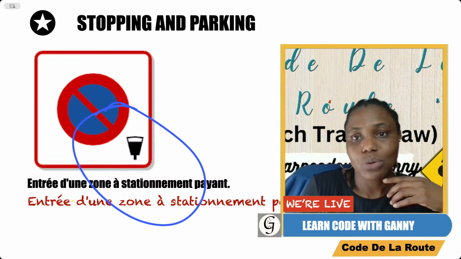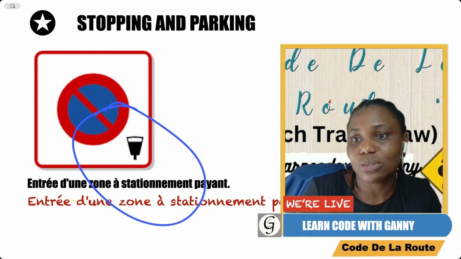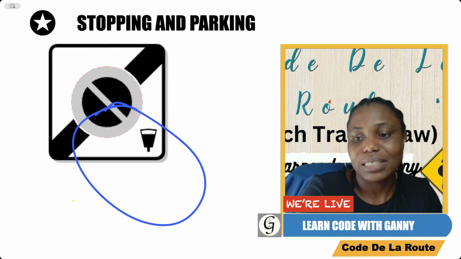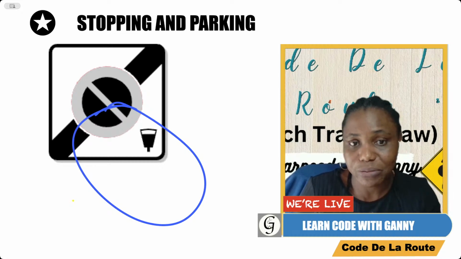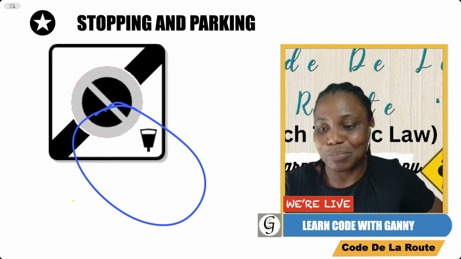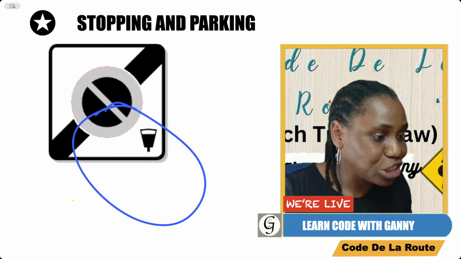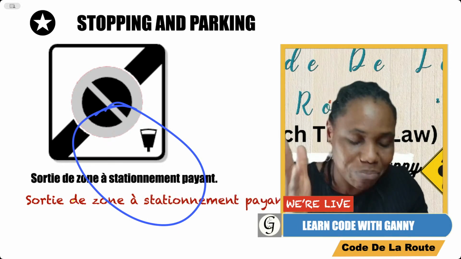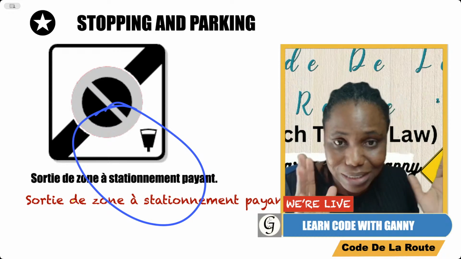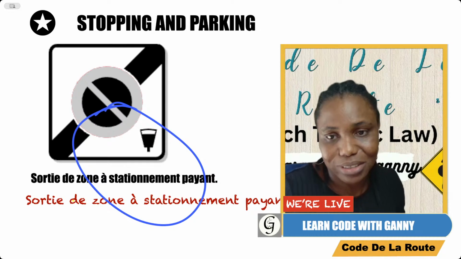Okay, so go to the next one, which is this. You understand now? When you see it like this, it means the end of payant, sortie. I forgot to write the English part of all this panel, but from my explanation, it should be easy for us to understand: the end of payant stationnement. That is the meaning of this.